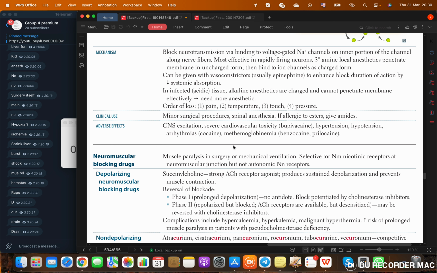Because if he is going to give you the local anesthetic and your gingiva is really inflamed, will the local anesthetic work well? The answer is no. It will not work effectively, meaning you will feel everything that he does and you are going to be mad at him. So that's why he says, just take this medication and come back in 3 days. In an acidic environment the anesthetics are charged and cannot penetrate the membrane effectively, so you need more anesthetic in that case.